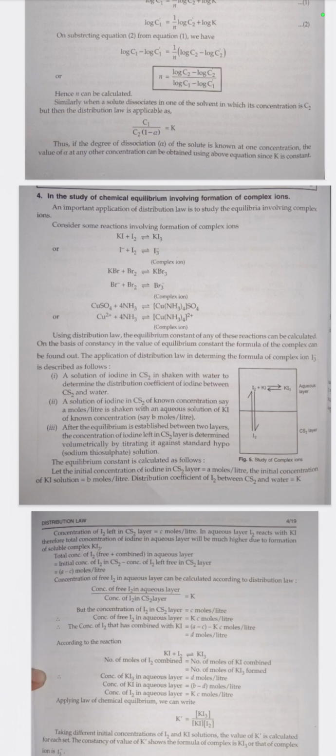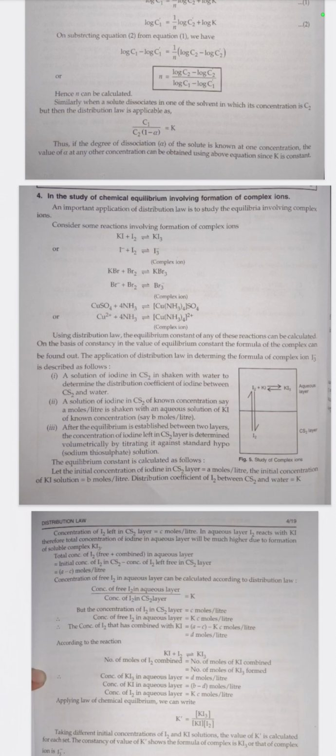Using the distribution law, the equilibrium constant of any of these reactions can be calculated, and on the basis of a constancy in the value of the equilibrium constant, the formula of the complex ion can be found out. Application of the distribution law in determining the formula of the complex ion I3⁻ is described as follows.